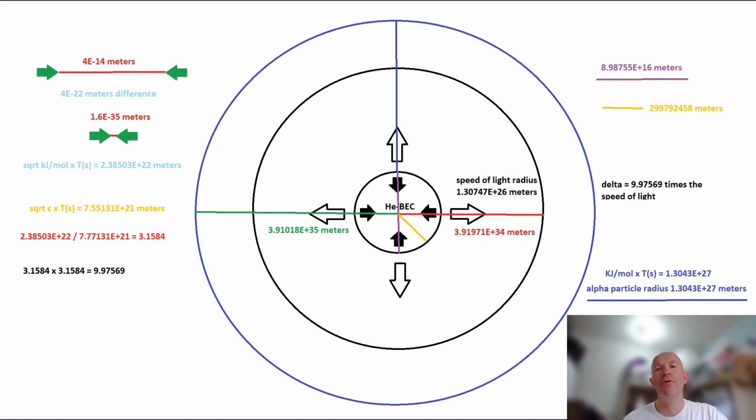Now, there are a number of special parameters associated with the Hebeke singularity that are associated with the formation of the universe as we know it. We have a diameter of c squared, or 8.98755e16 meters, which is twice the distance of the speed of light, hence the diameter being c squared and the radius being c.